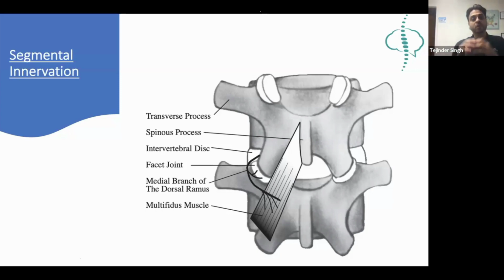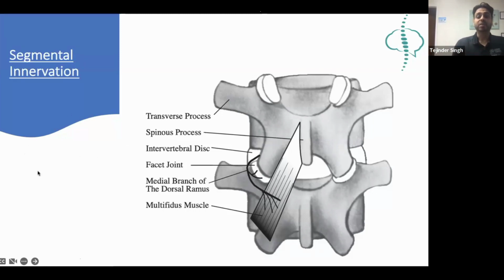L3. And we use this segmental innervation to our advantage when we are assessing patients, when we are treating patients, when we do EMG studies, when we are trying to find spontaneous activity in deep fibers of multifidus. Okay. So if you're treating a patient with L4, L5 facet arthropathy, I would definitely assess multifidus at that segment. And multifidus assessment is very easy. We're going to talk about it.